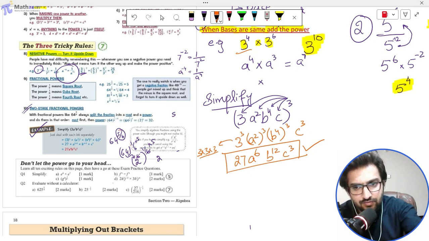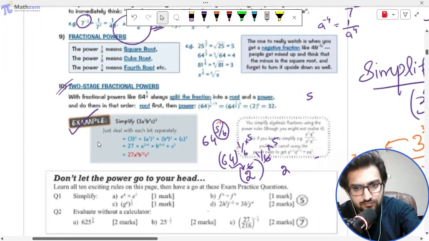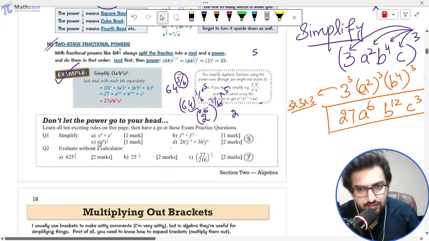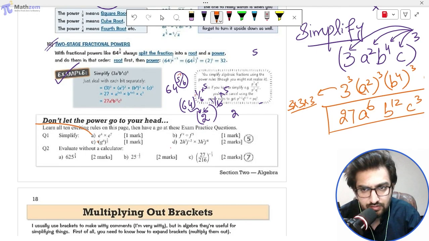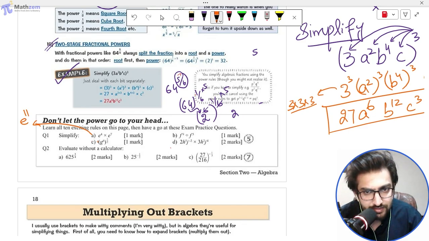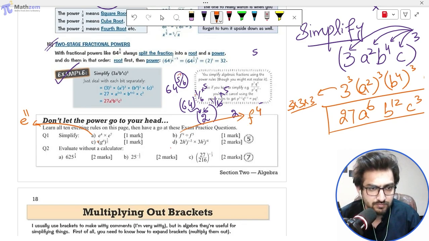Now let's simplify these questions. I will simplify them here. Question number A: here you need to apply rule number 1. I explained that when the bases are the same, at the power there is an addition, so it will be e to the power 11, since 7 plus 4 is 11. Now this is in division form, so it will become f to the power 9 minus 5, which is 4. That is rule number 2.